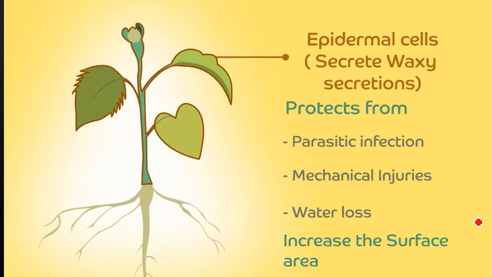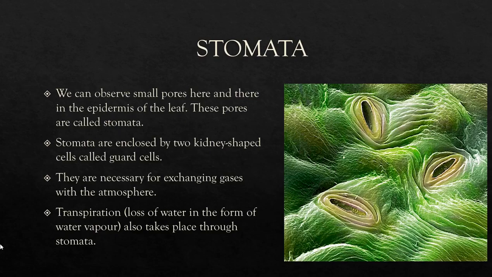So epidermal cells secrete a waxy secretion. They protect from parasitic infection, mechanical injuries, and water loss. In some cases where the root has a high water absorption function, long hair-like structures are present at the roots, which help in increasing the surface area for the absorption of water. Now, what is stomata?